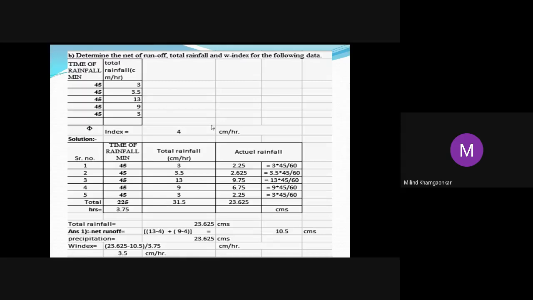So again, the solution style is the same, wherein the time of the rainfall in minutes, actual rainfall, is 45 minutes. The total slots of 45 minutes is 5 slots. So 45 minutes multiplied by 5, or the total of all 5 slots, is 225 minutes, divided by 60. We have converted it into hours.